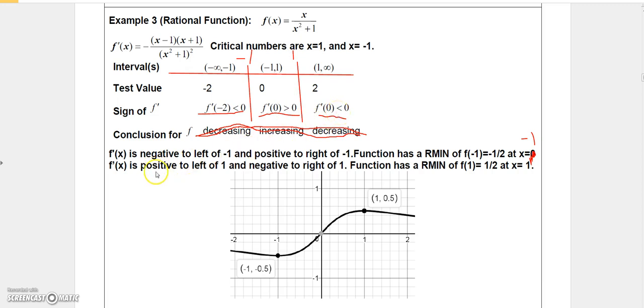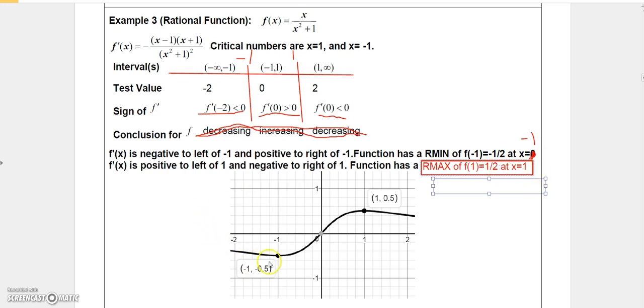And so, by the first derivative test, we know we get a relative maximum. Boy, I got this messed up, don't I? So we get a relative maximum. Let me correct that. Okay, I corrected it. So we actually got a relative maximum of f of 1, which turns out to be 1/2 at x equals 1.